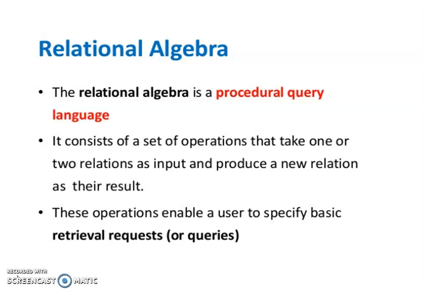An operator can be either unary or binary. Relational algebra is performed recursively on the relation, and intermediate results are also considered as relations. These operations enable a user to specify basic retrieval requests, or we can say basic queries.